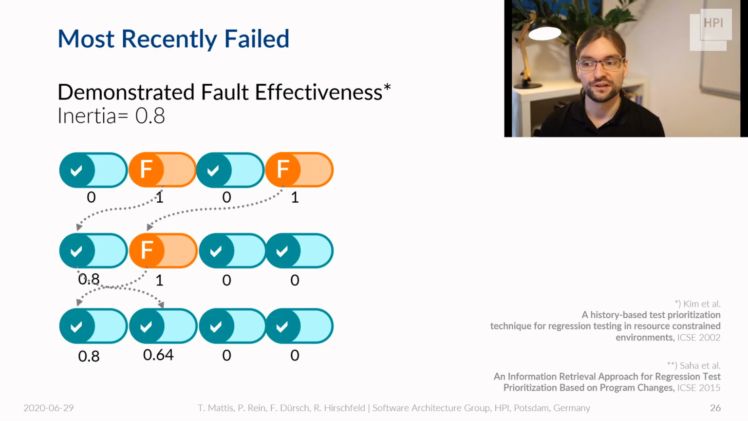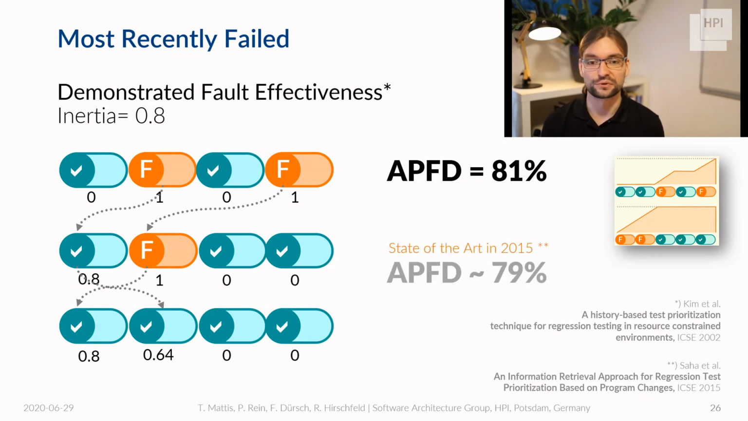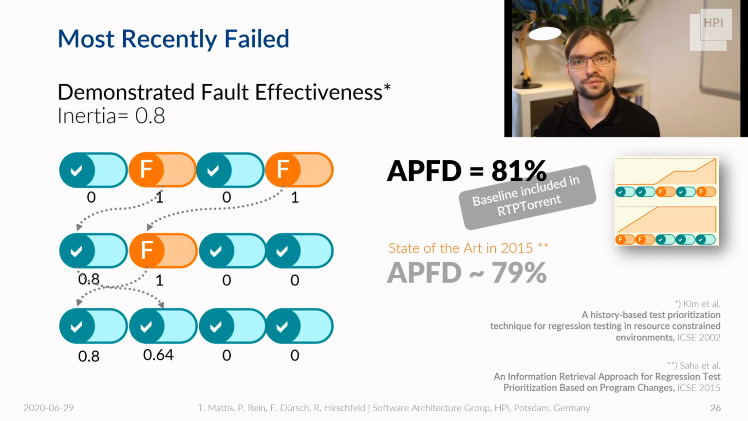We can measure the APFD of that over the whole dataset, which is 81%, which is cool because it's about state of the art of 2015. So in 2015, which was the year RTPTorrent was released, one of the papers of XC 2015, which outperformed many of the existing strategies, reached an APFD score of 79%. So we included this as a sort of non-trivial baseline in our dataset, so you can compare against this strategy.